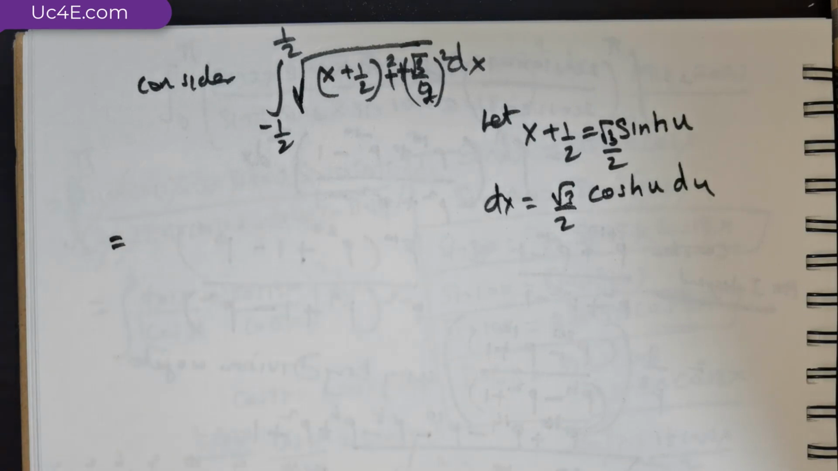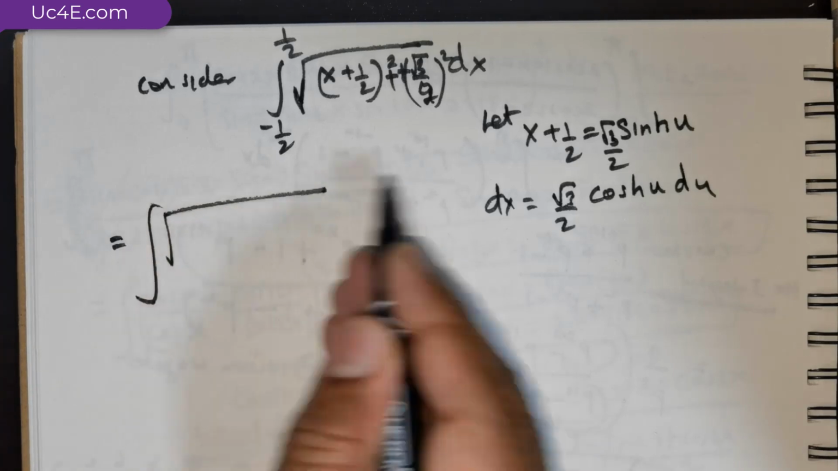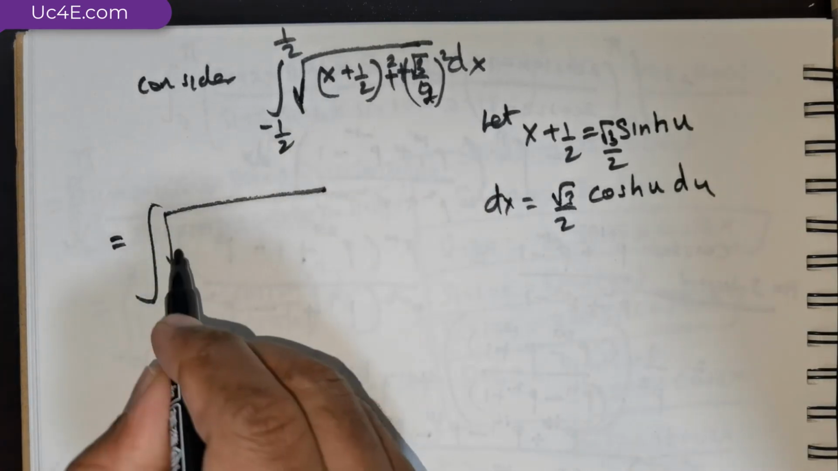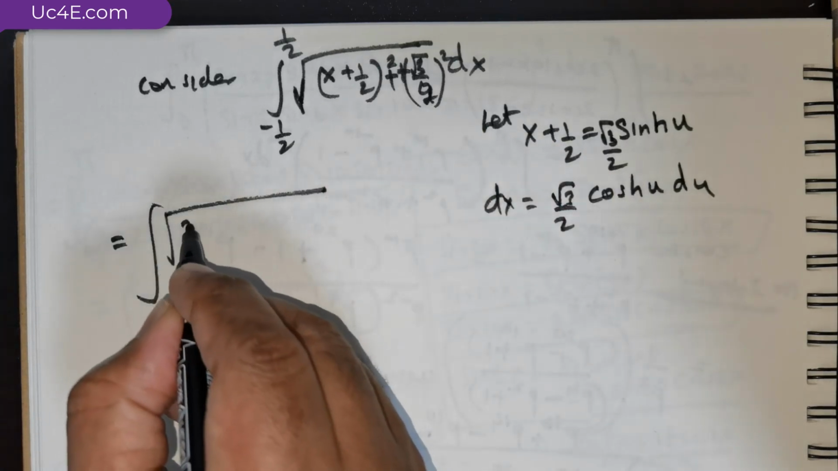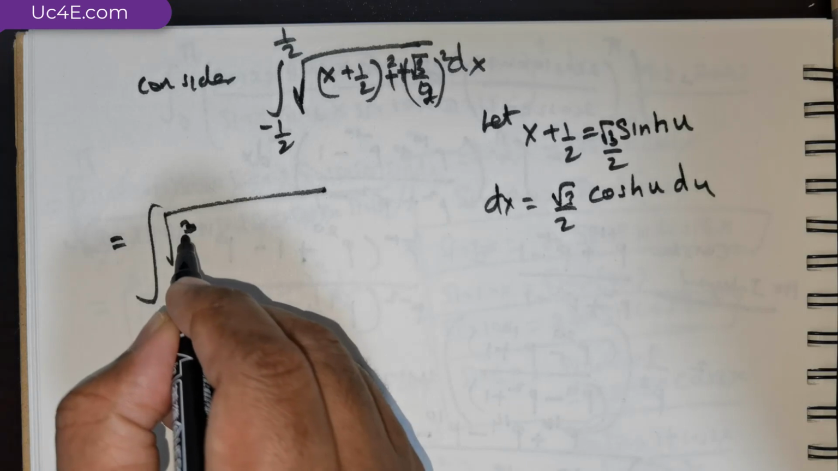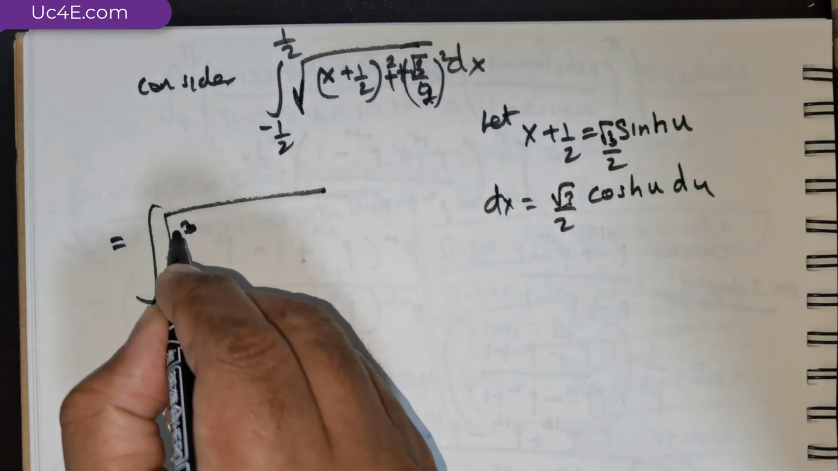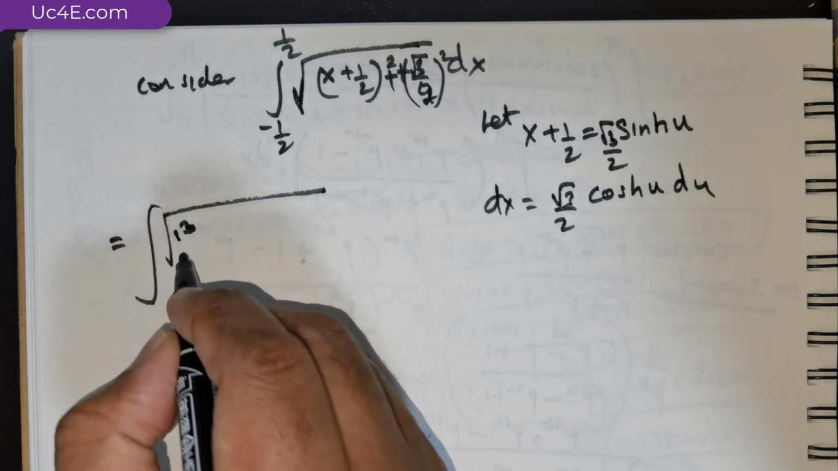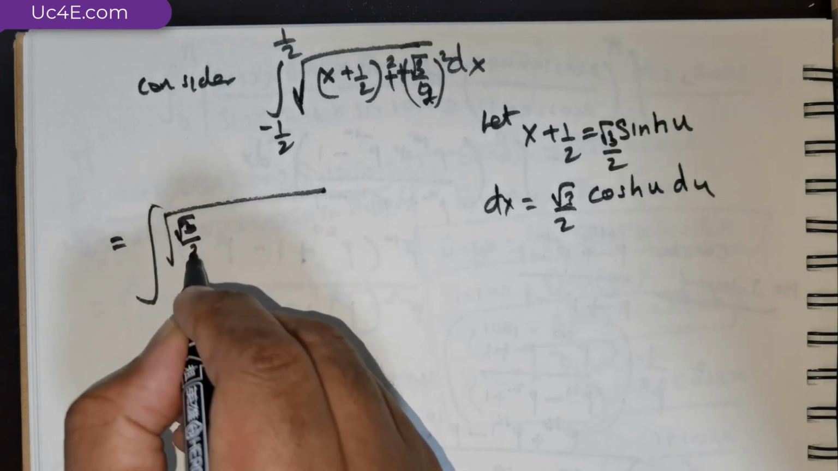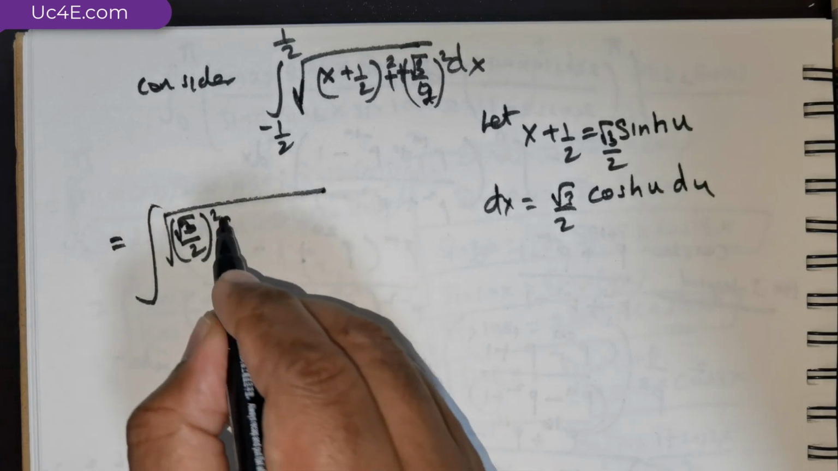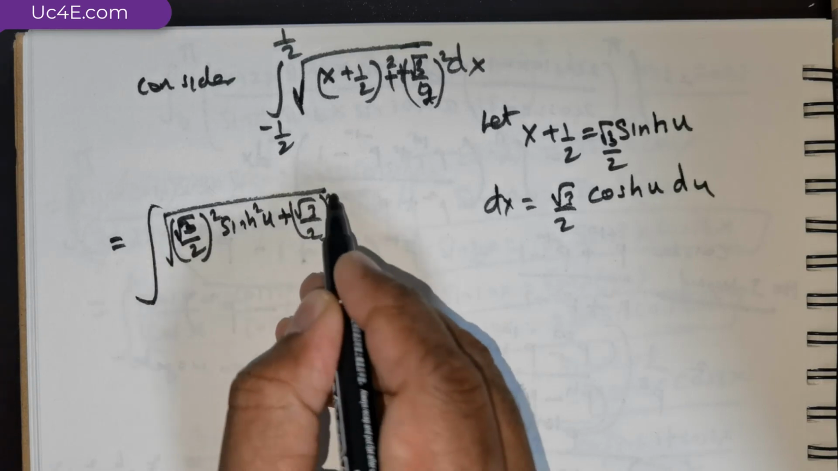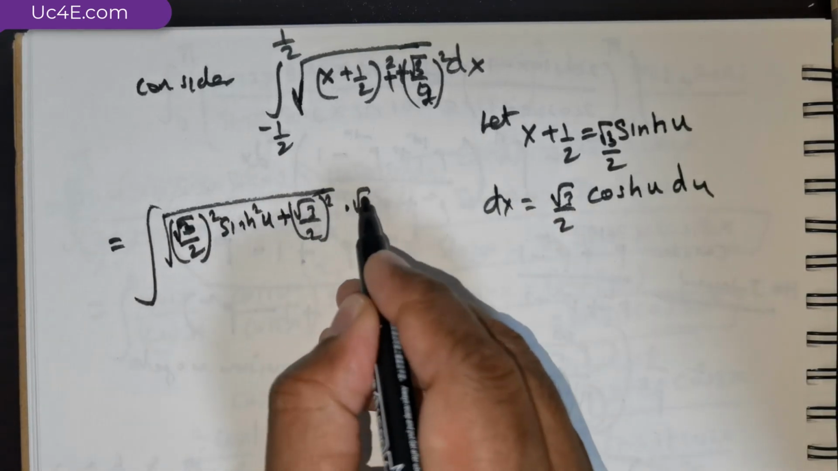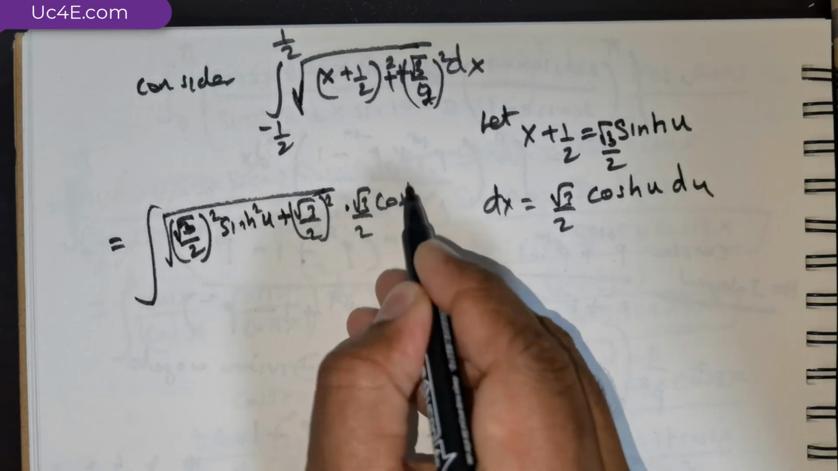This is equal to, now I need to set the limits, but I'm not going to do the setting as of now. Let me just place in the values. So this is going to be root of x plus 1 over 2, so I square this. When I square this, I get root of 3 over 2 squared times sinh squared u plus root of 3 over 2 raised to the power of 2. In place of dx, it is root of 3 over 2 times cosh u du.